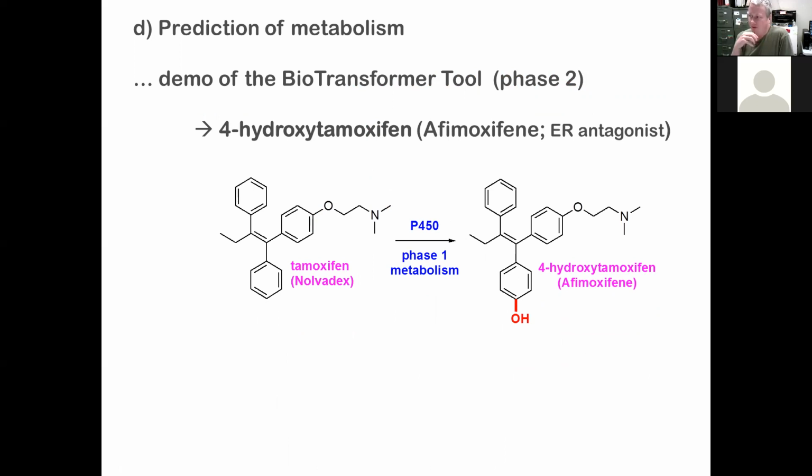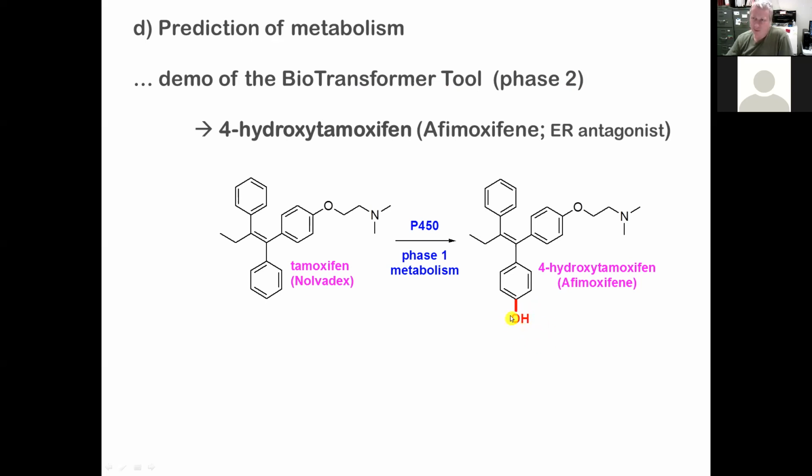We'll see. So remember tamoxifen? It's the breast cancer drug. It's an estrogen receptor antagonist. And how this tamoxifen was not an active drug, but P450 would oxidize it at the para position, so aromatic hydroxylation. And then this was the active drug, actually, right? So it was a prodrug, right? So let's see if we're going to predict phase 2 metabolism of the hydroxy group.